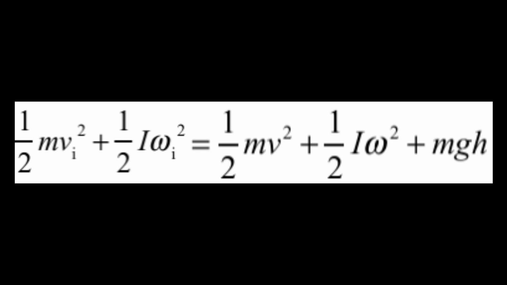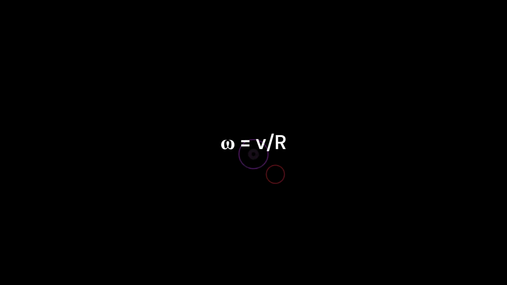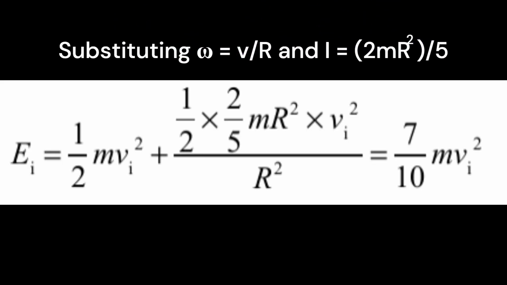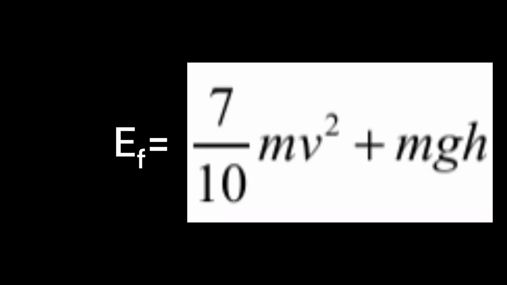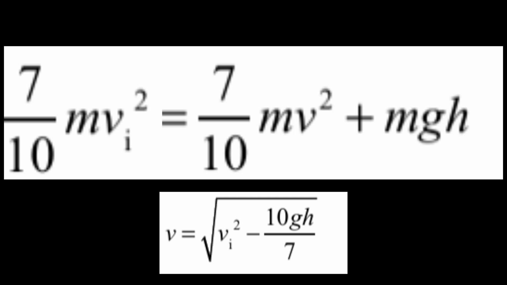Initial energy equals final energy. Initially at the bottom, there was linear kinetic energy and rotational kinetic energy. At the top, there is linear kinetic energy, rotational kinetic energy, and gravitational potential energy. Angular velocity equals v over r. Substituting angular velocity equals v over r and I equals 2/5 m r squared into initial energy, and simplifying, we get initial energy equals 7/10 m v_i squared. Doing the same for final energy, we get 7/10 m v squared plus mgh. Equating these and rearranging gives us what we're trying to find.